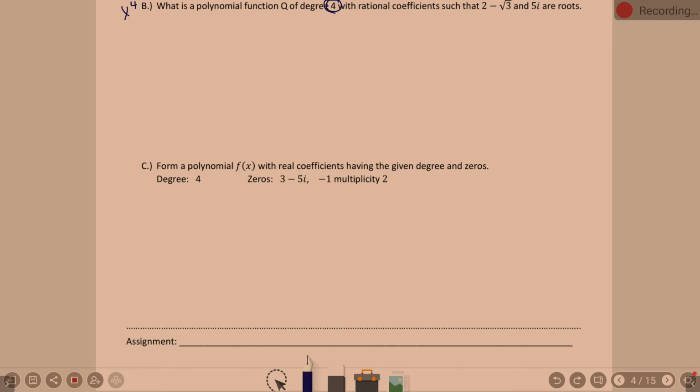What do we know here? We know that 2 minus square root of 3 is also 2 plus square root of 3. Don't forget that. And what are your thoughts on the 5i? Just negative 5i. Choose one. Now do I have 4 roots? There are 4 right there. If only it was this easy. They wanted a polynomial function in standard form, so let's get it written out.